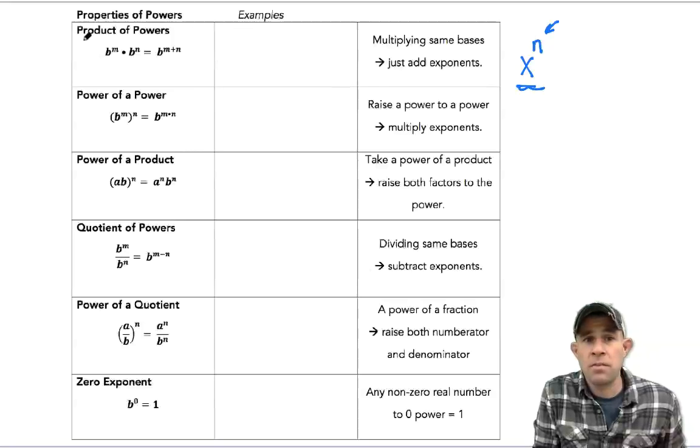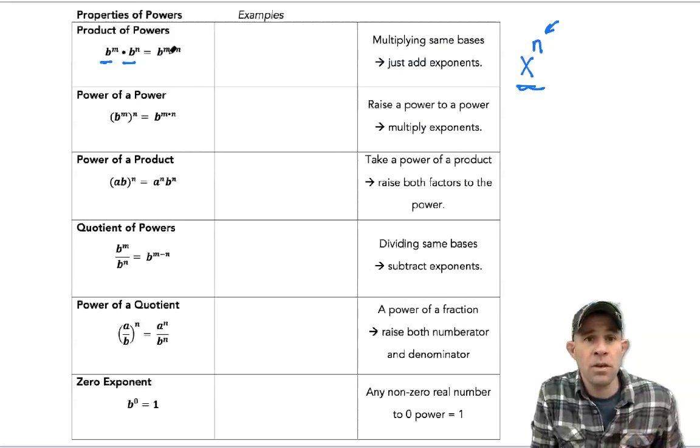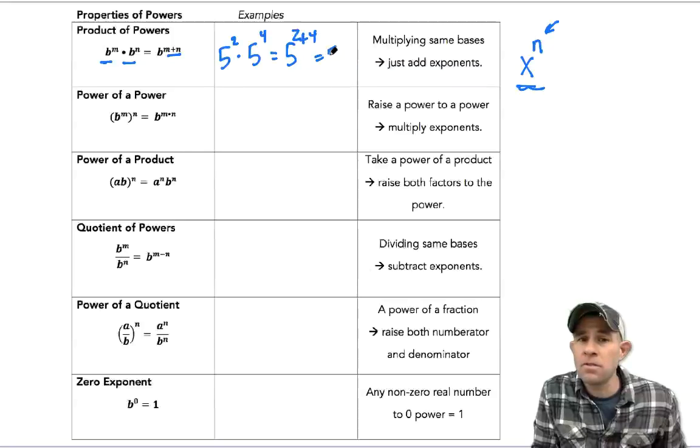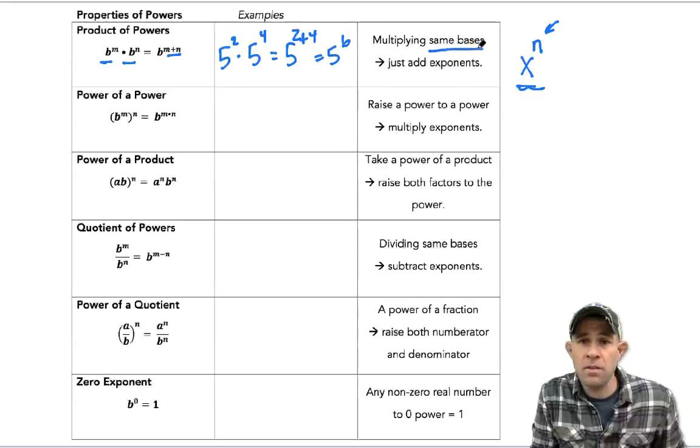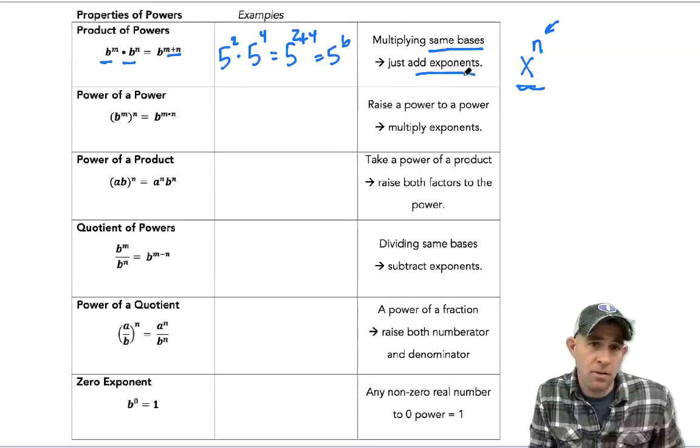So our first one is the product of powers, in which we see we have b to the m times b to the n. Notice that they have the same base raised to two different exponents. And when this is the case, all we need to do is add our exponents. So for example, 5 squared times 5 to the 4th is equal to 5 to the 2 plus 4, which is 5 to the 6th power. So when we're multiplying expressions with the same base, we're going to add the exponents.